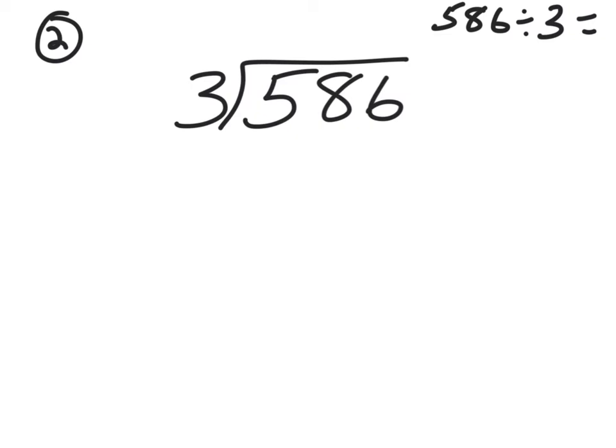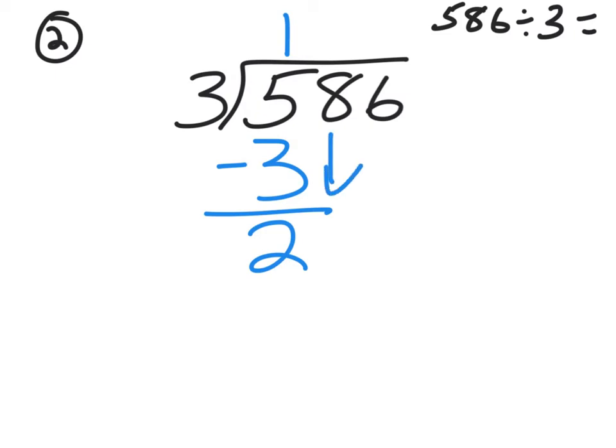So, 3. Does 3 go into 5? Yes, it does. It goes into 5 one time. 1 times 3 is 3. Subtract, get 2. 2 is less than 3. So I checked it. Now I can bring down the 8. Again, the steps: divide, multiply, subtract, check, and bring down.